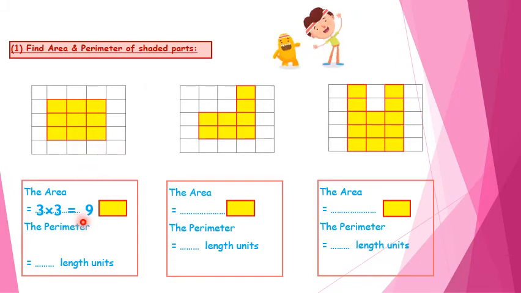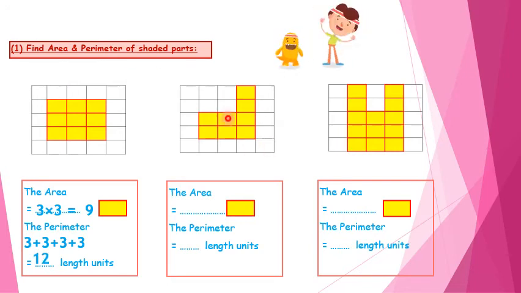Okay, the perimeter, if I want to find it, I count only the outline. So 1, 2, 3 plus 1, 2, 3 plus 1, 2, 3 plus 1, 2, 3. So it's 3 plus 3 plus 3 plus 3. I count only the outline, so it's going to be 12 length units.